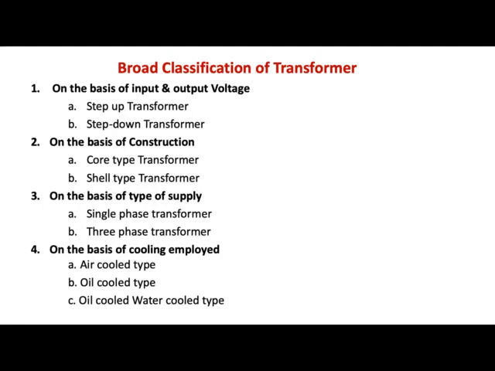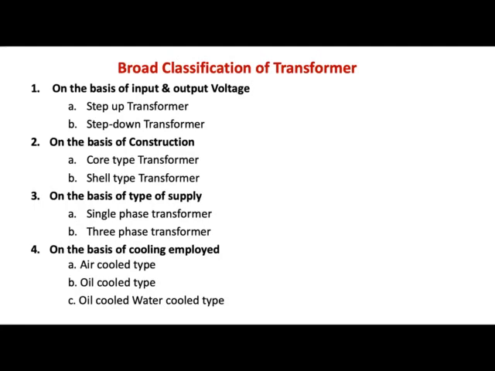Then on the basis of the cooling applied, because in the large transformers the heat generated is quite high, and therefore we should have a proper methodology of cooling the windings. So air cooled, smaller size, just the ambient temperature helps in cooling down the actual transformer, while when the rating increases, the oil is filled in the tank and the oil serves the purpose of cooling the transformer winding due to natural circulation of the oil.